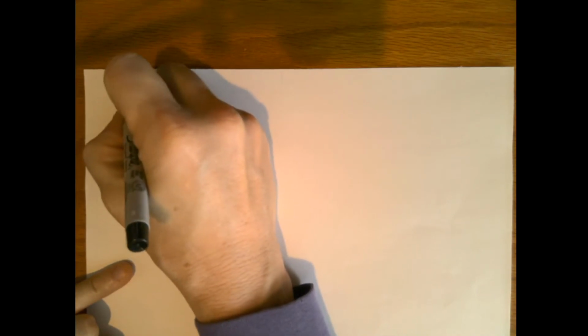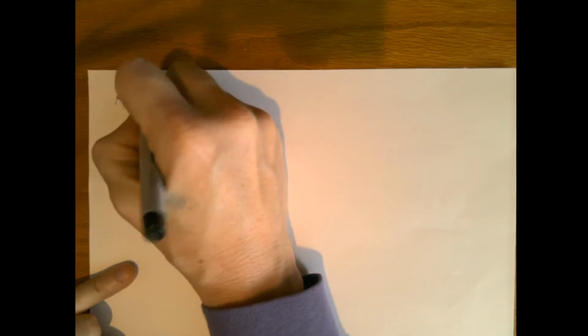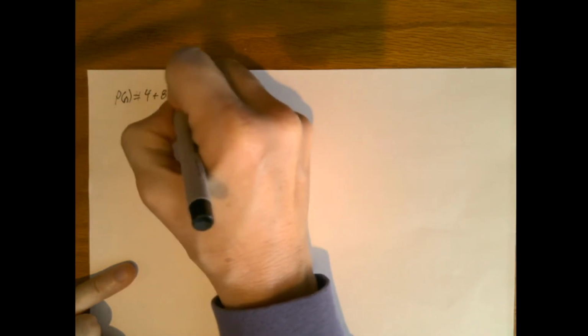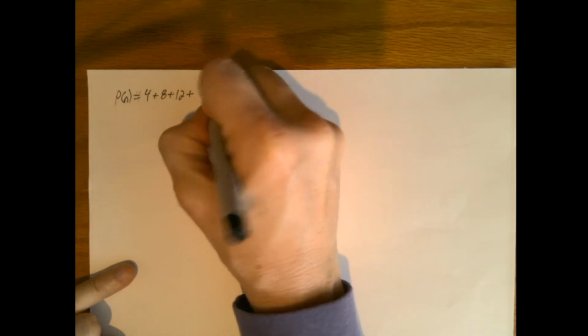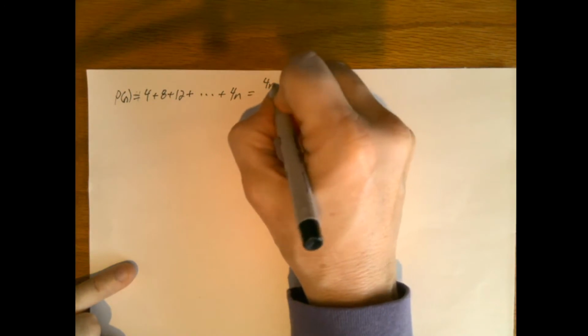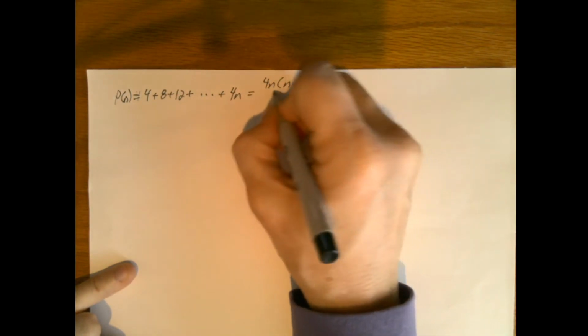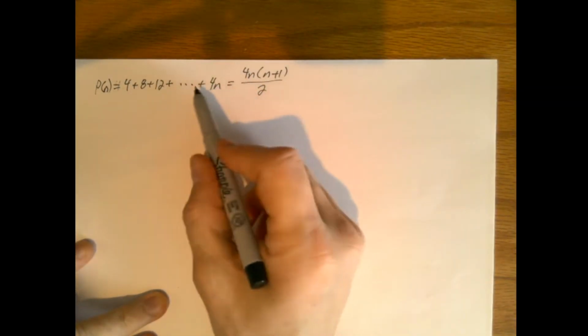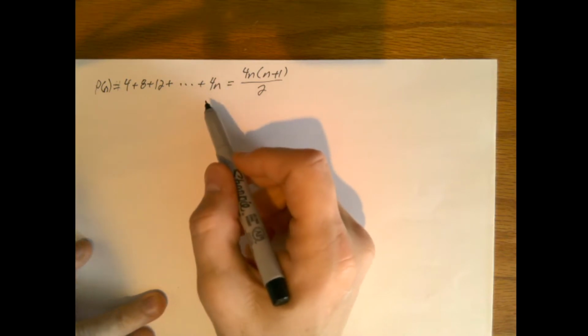Let's use mathematical induction to prove this summation. So P of n is equal to 4 plus 8 plus 12 plus dot dot dot plus 4n is equal to 4n times n plus 1 divided by 2. So what is the association of this with the natural numbers?